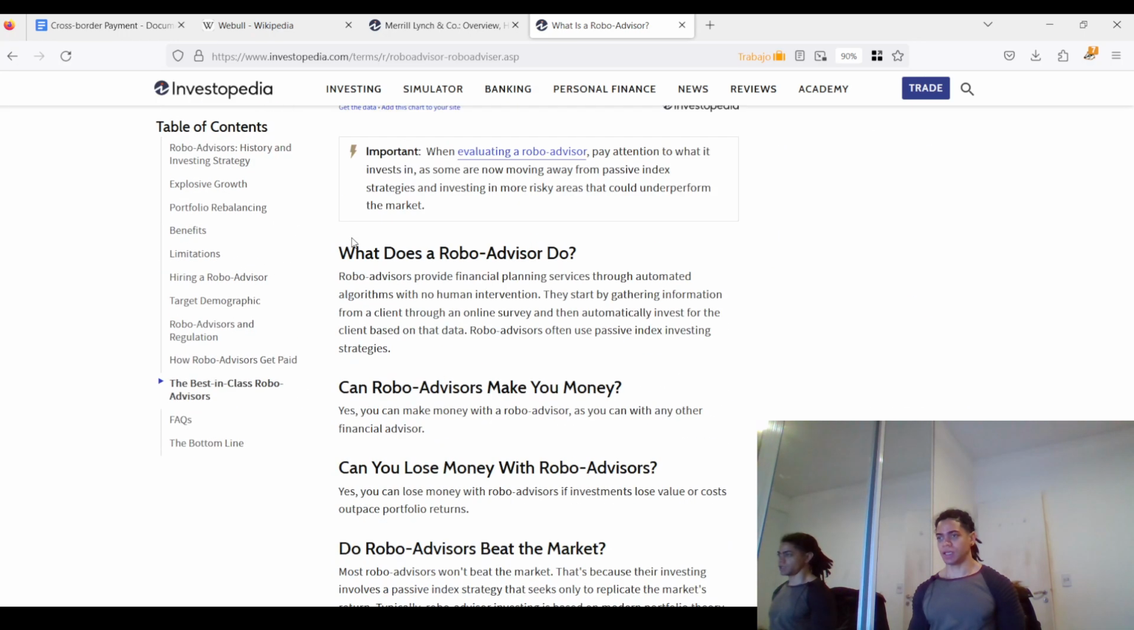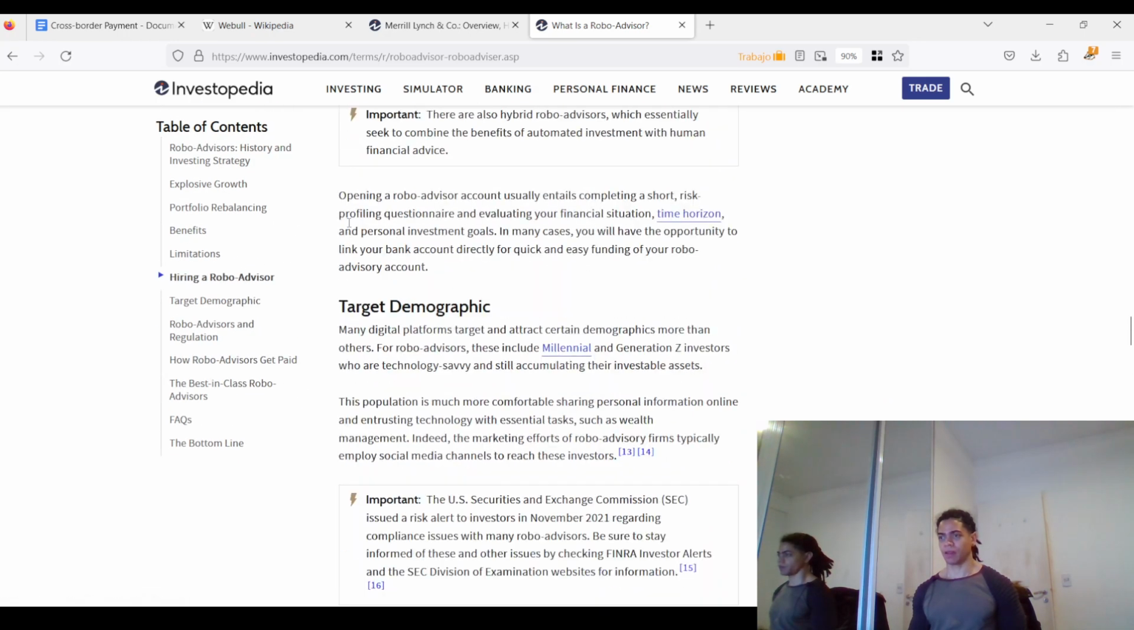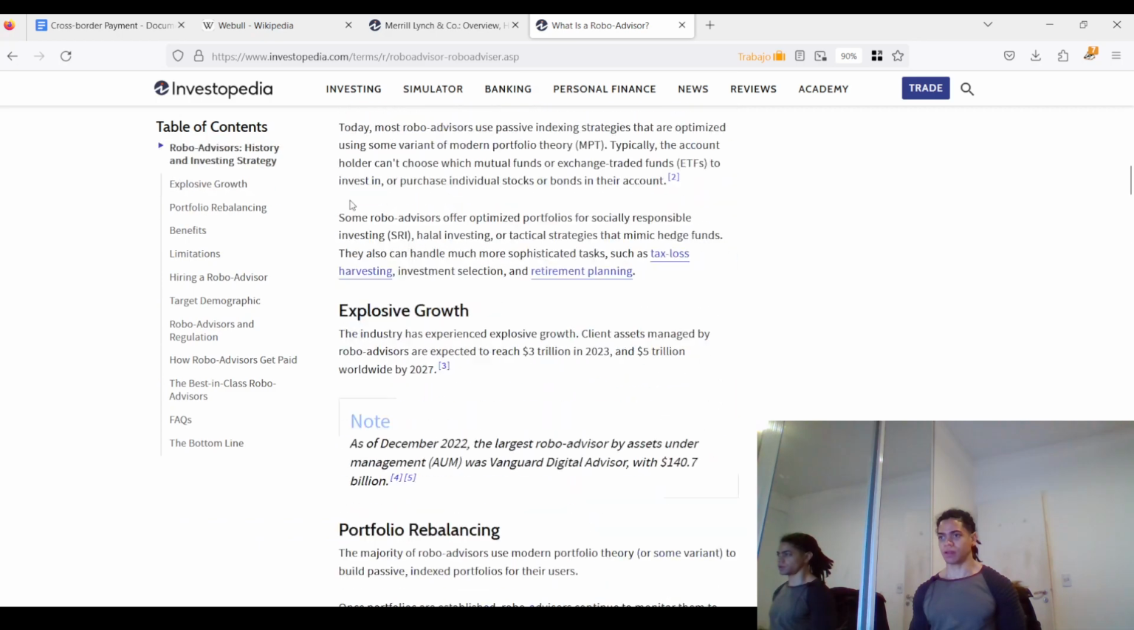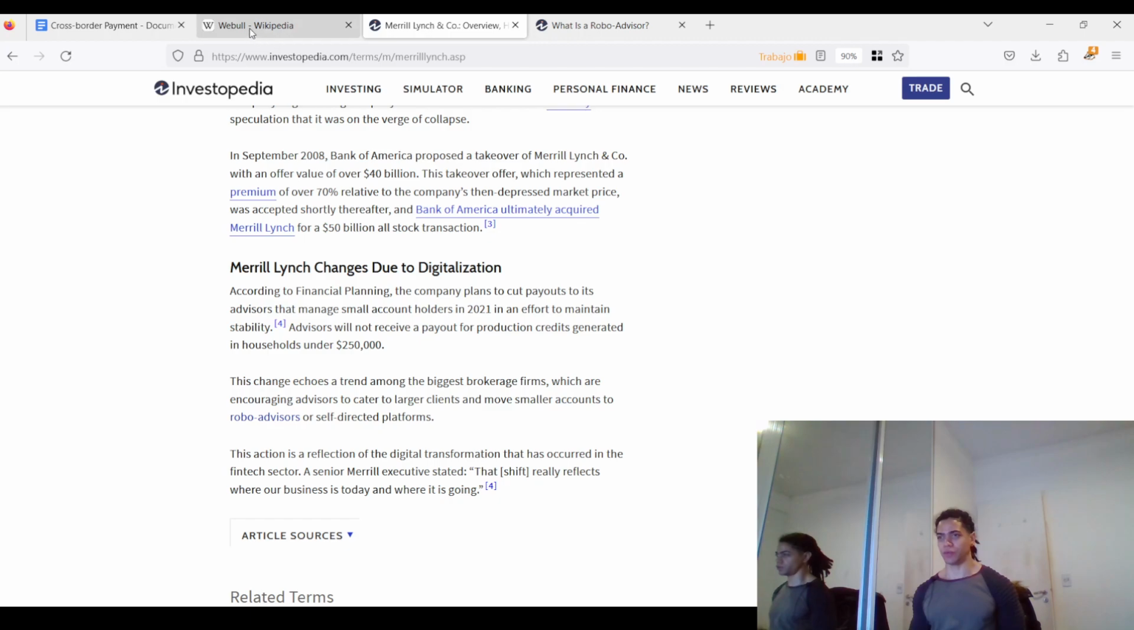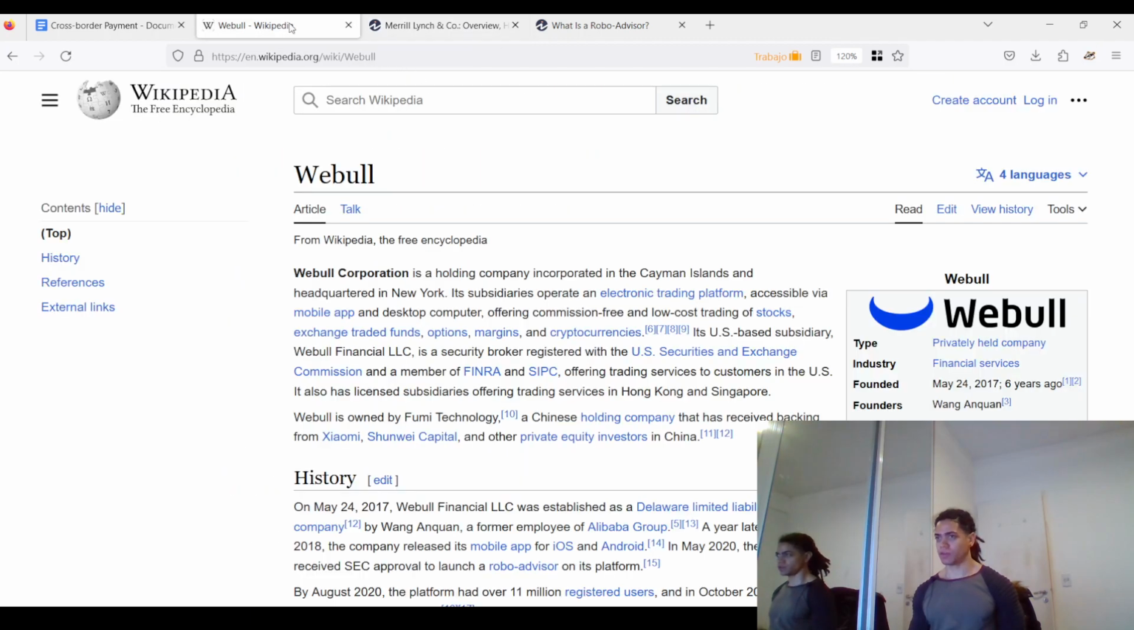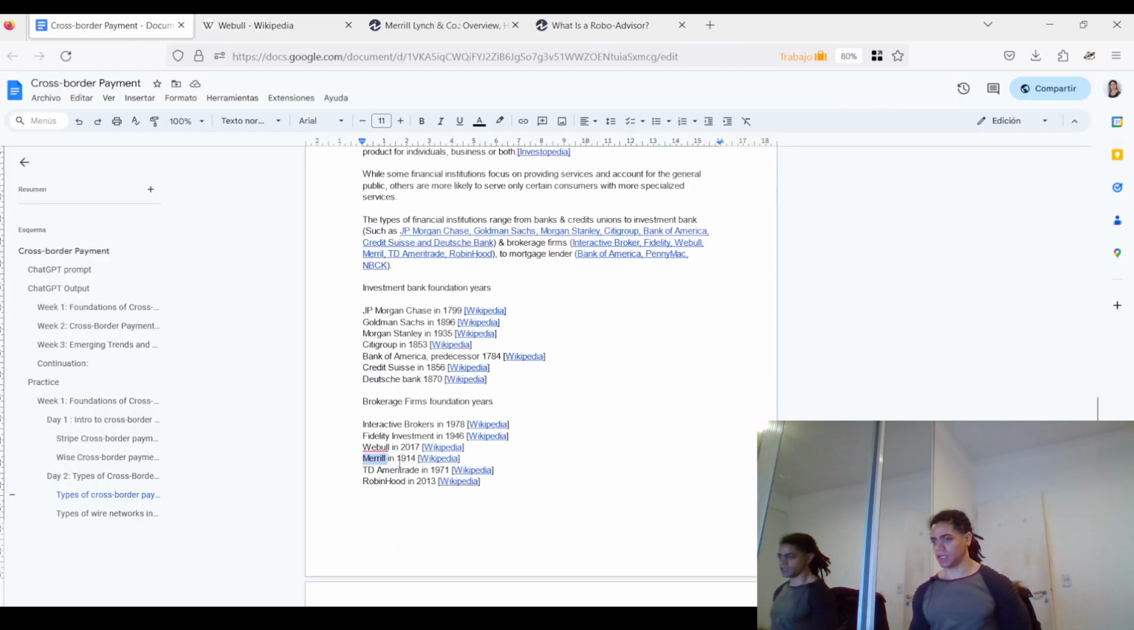Robo-advisors, interesting. This goes beyond the scope of today. But in any case, I just wanted to make myself familiar with these financial institutions, such as investment banks.